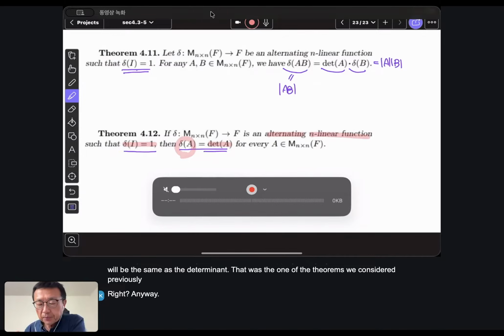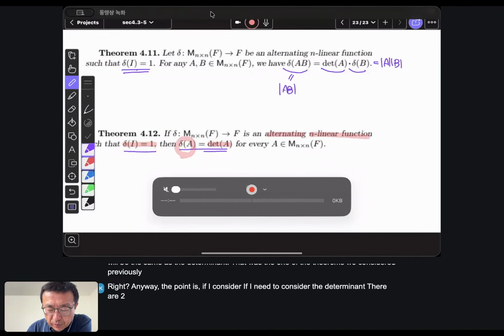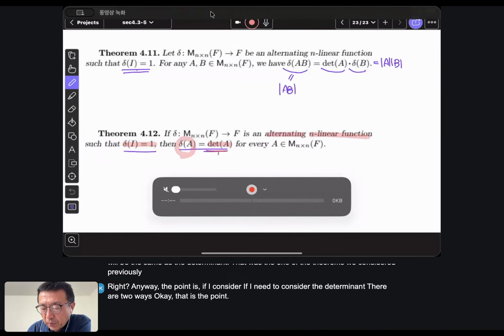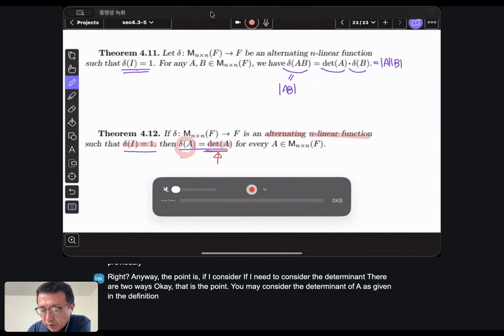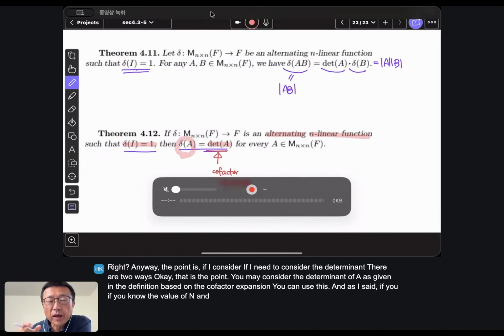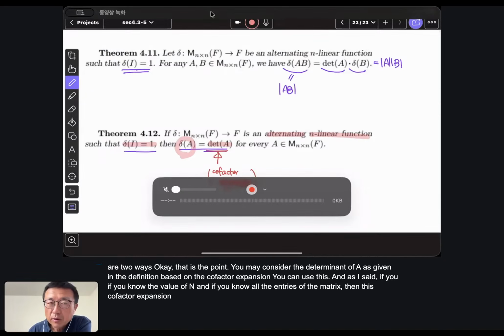Anyway, the point is, if I need to consider the determinant, there are two ways. Okay, that is the point. You may consider the determinant of A as given in the definition based on the cofactor expansion. You can use this. And as I said, if you know the value of n and if you know all the entries of the matrix, then this cofactor expansion may be a simple way to estimate the determinant.